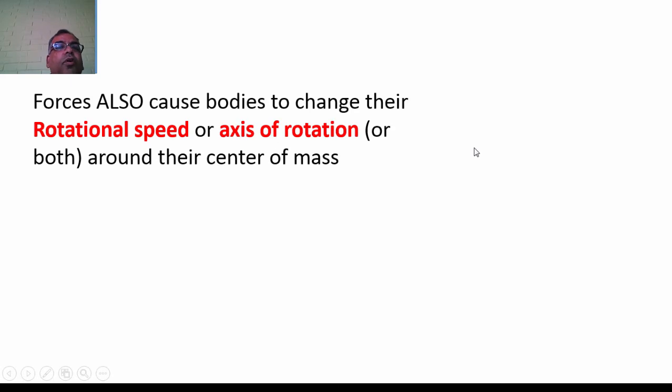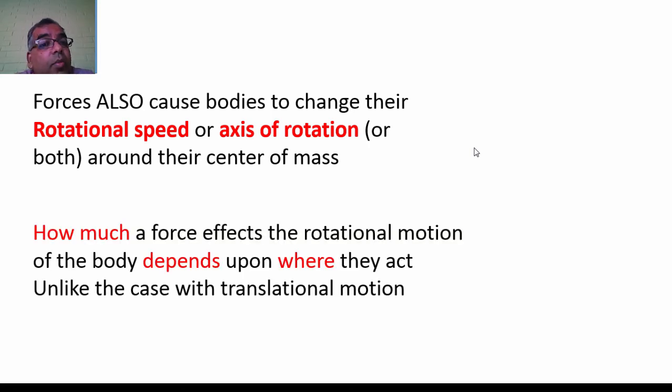So, forces also cause bodies to change their rotational speed or axis of rotation, or both, around the center of mass. How much a force affects the rotational motion of the body depends upon where they act, unlike the case of translational motion. Remember, the way the force affects translational motion does not depend upon where it acts, as long as it acts on the body. Rotational motion, on the other hand, depends upon where it acts.